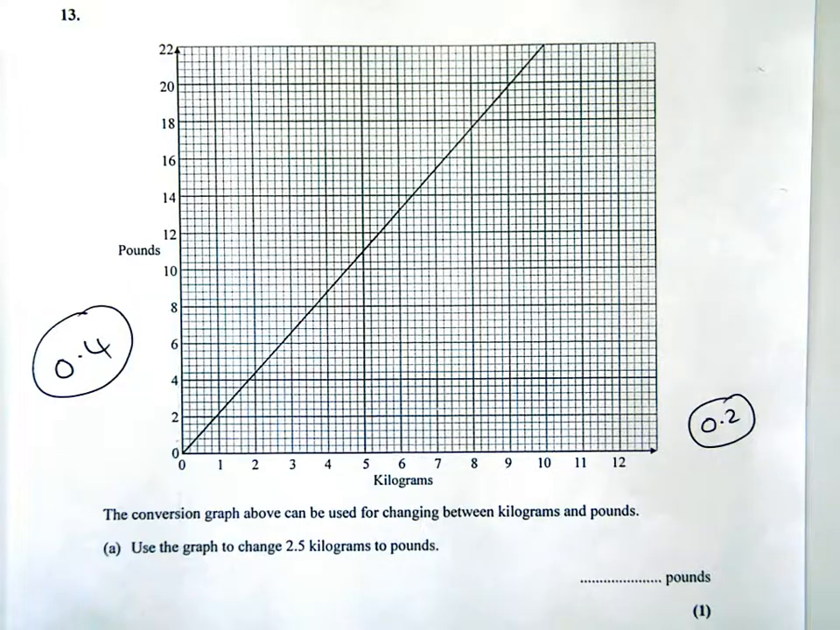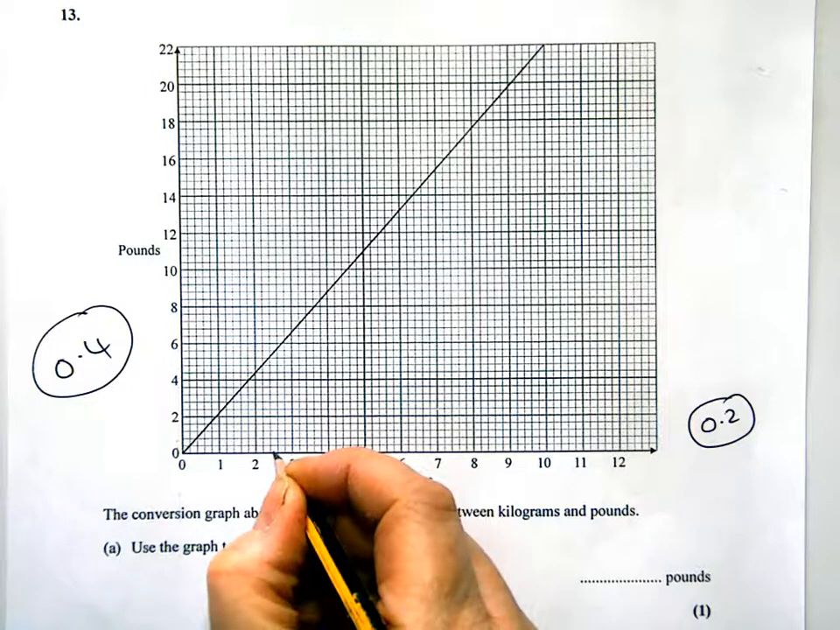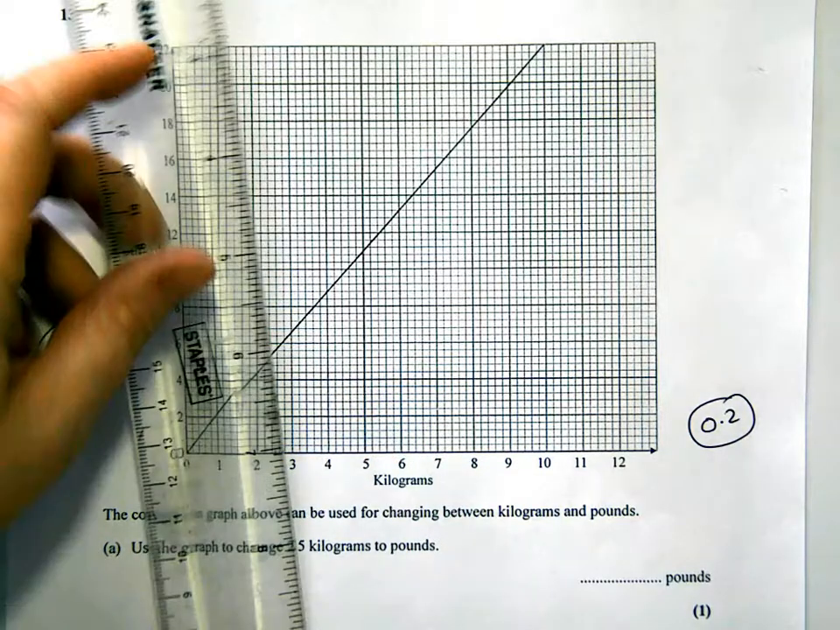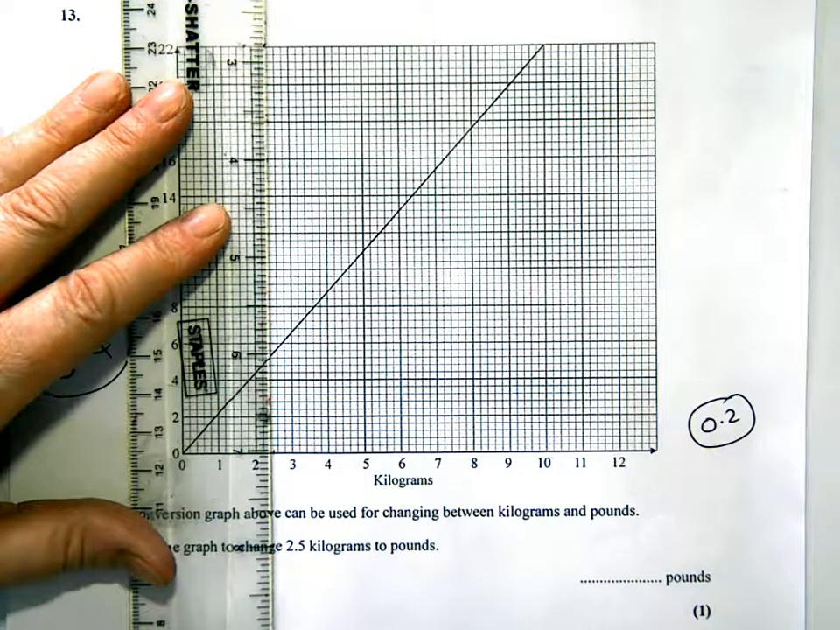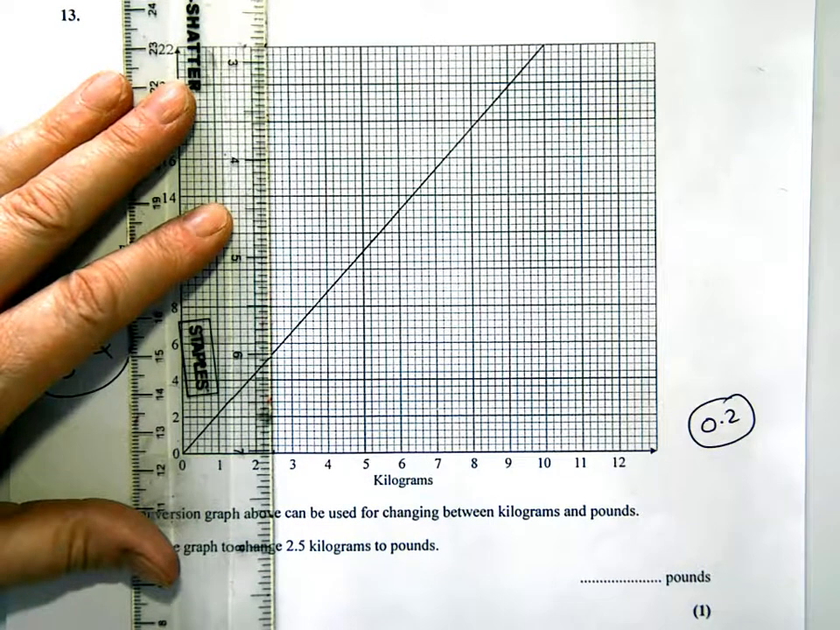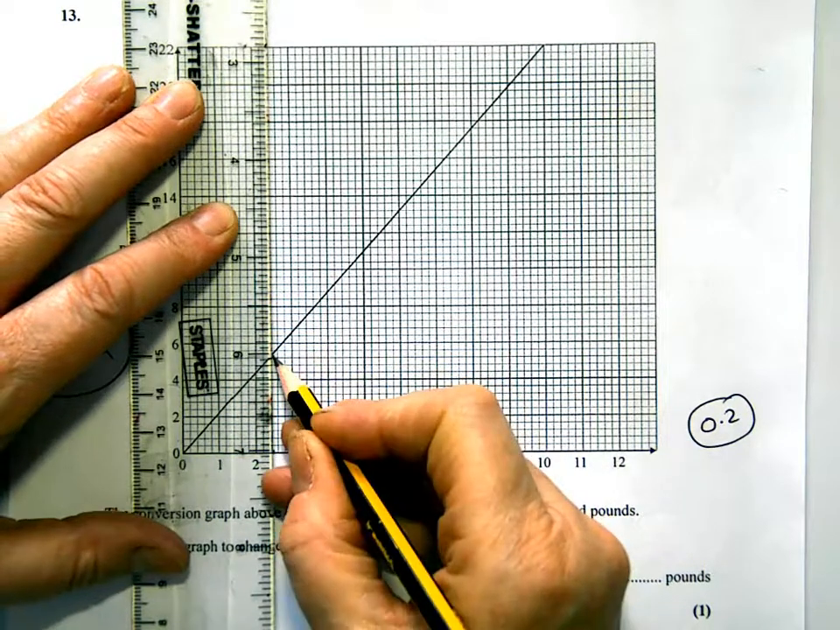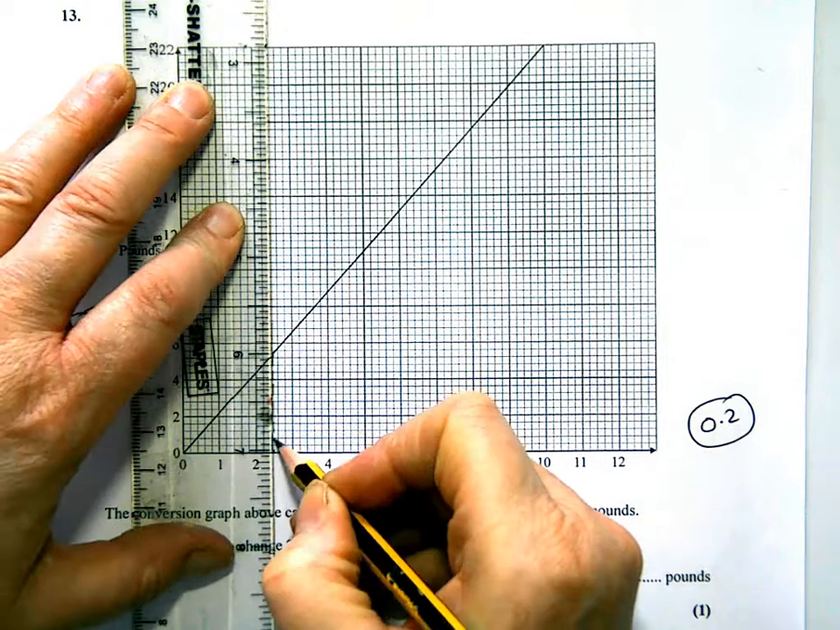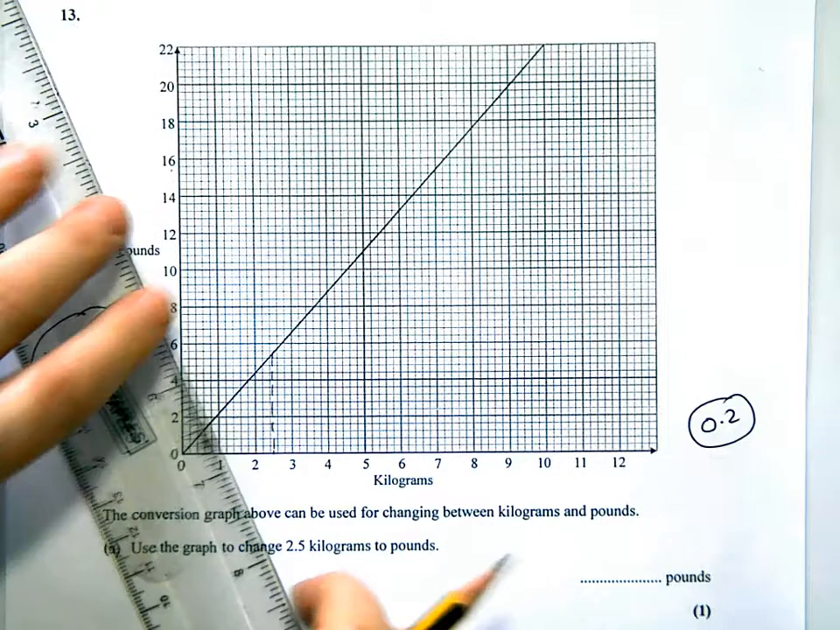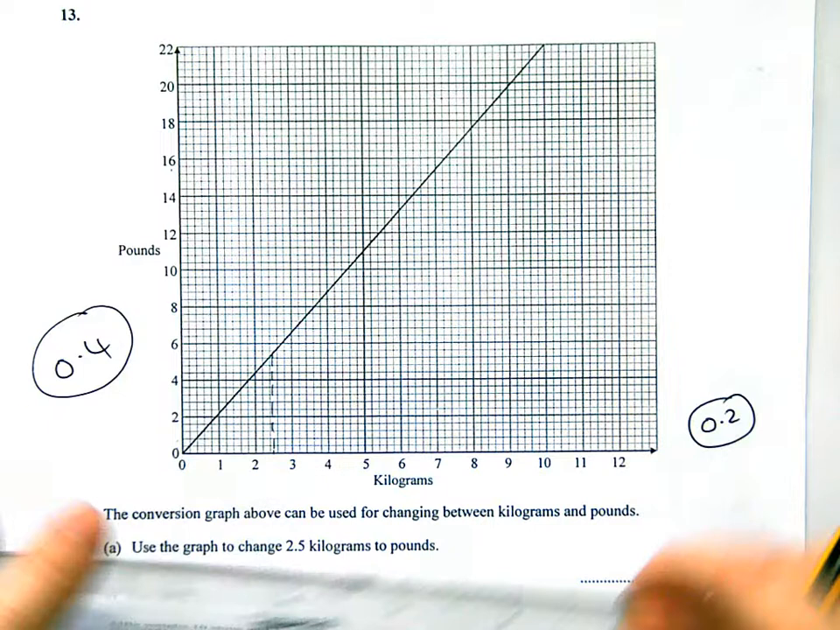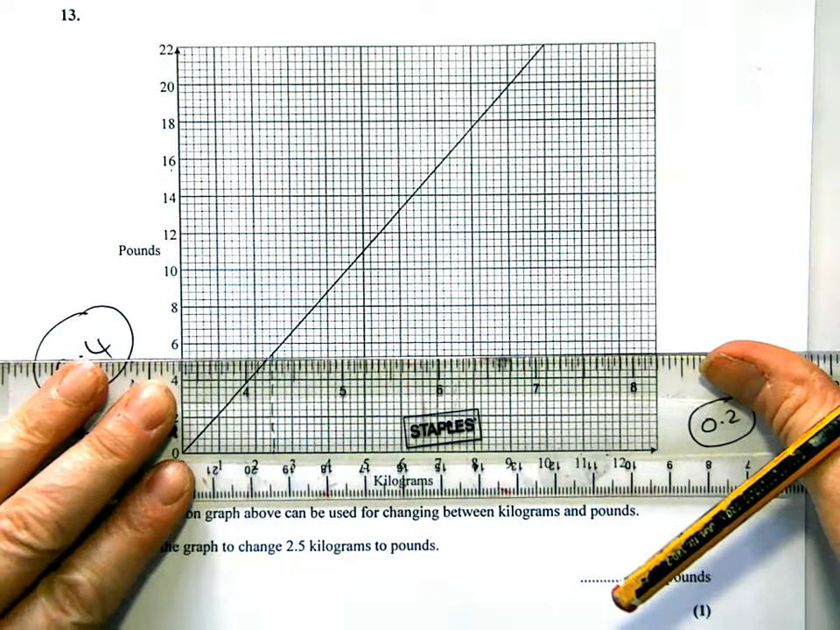Okay, part A. Use the graph to change 2.5 kilograms to pounds. Well, we take our ruler and we find 2.5 kilograms on the kilogram scale, and we draw a dotted line up to the graph, the line, and then read off the value on the pounds axis.